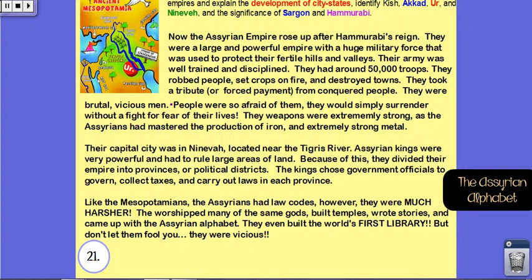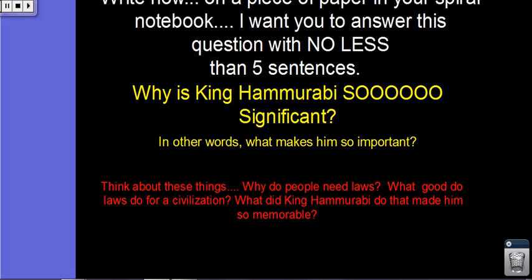The standard says, what is the significance of Sargon and Hammurabi? Significance means, what is it that makes them so important? Why were they so important in their societies? Well, we're talking about King Hammurabi right now. So in 5 or more sentences, I want you to tell me why it is that King Hammurabi is so significant. In other words, what makes him so important?